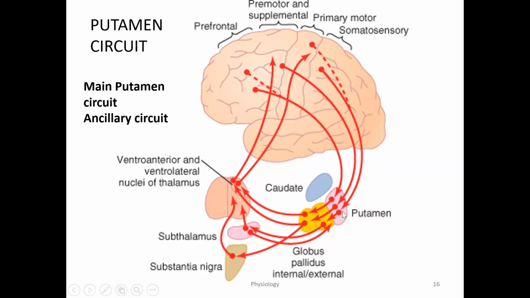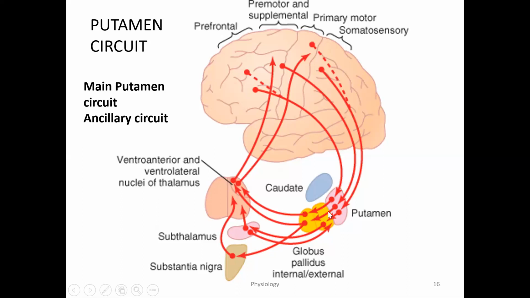Second ancillary circuit: again the input is from the same three areas, to the putamen. From the putamen they enter into the globus pallidus external segment. Via the globus pallidus external segment they enter into the subthalamic nucleus, and from the subthalamic nucleus they enter into the ventroanterior and ventrolateral nucleus of thalamus, and then again into the primary motor area. Okay, so this is the second ancillary circuit.